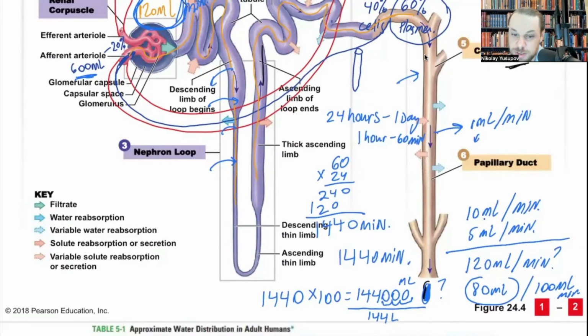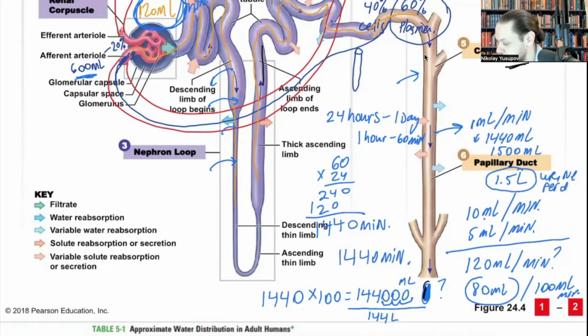out as urine. So roughly speaking, looking at these numbers, you're making about 1440 ml of urine. If we say 1 ml per minute, 1440 minutes in a day, you're roughly making 1440 ml. We could make this into a whole number, 1500 ml, or about 1.5 liters of urine per day. That's if your physiology is normal and you do not have any problems.